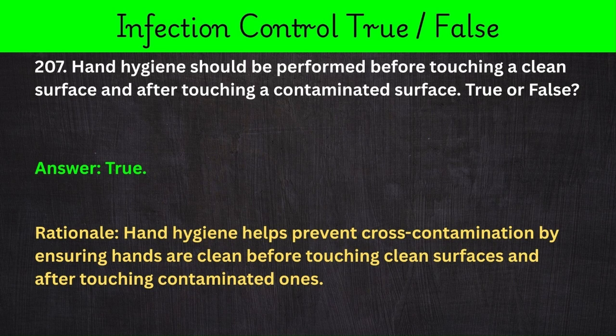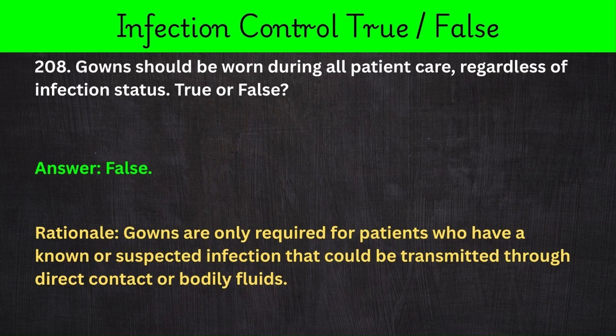207. Hand hygiene should be performed before touching a clean surface and after touching a contaminated surface. True or false? Answer: true. Rationale: hand hygiene helps prevent cross-contamination by ensuring hands are clean before touching clean surfaces and after touching contaminated ones. 208. Gowns should be worn during all patient care, regardless of infection status. True or false? Answer: false. Rationale: gowns are only required for patients who have a known or suspected infection that could be transmitted through direct contact or bodily fluids.